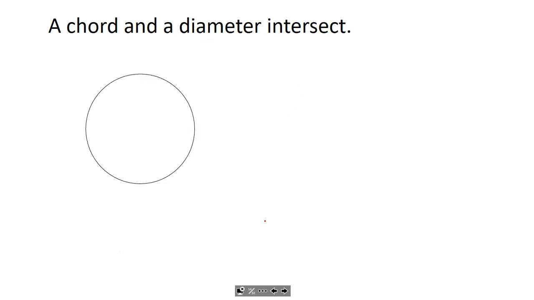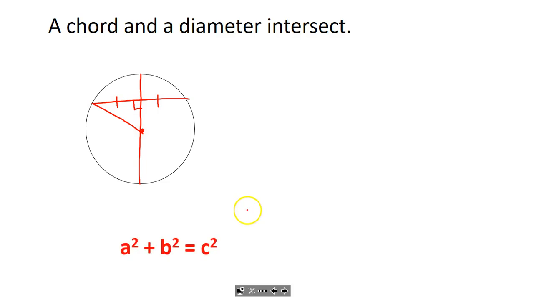Then we have a chord and a diameter that intersect. We're going to say that these intersect at a right angle, okay? So if there's a right angle here, then that means that chord is being bisected by that diameter or that radius. And once again, remember that we have a right triangle there, so we can use the Pythagorean theorem to solve for missing pieces.